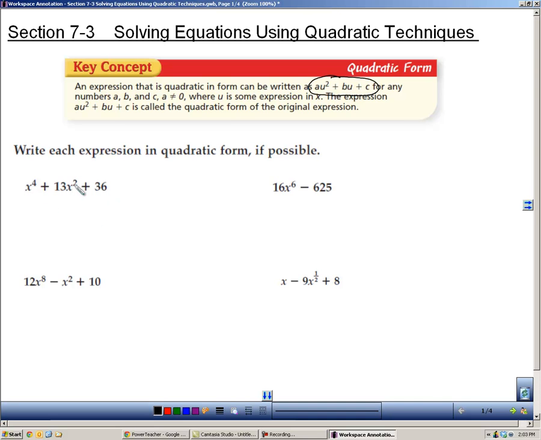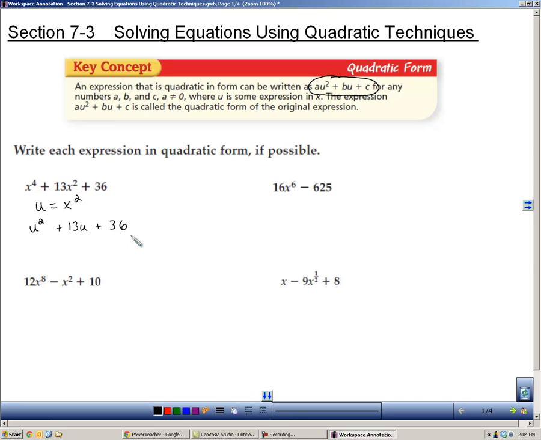If you look at the middle term, it's x squared, and I want it to be something to the first power. And in the beginning term, it's x to the fourth, and I want it to be something squared, so I can write it as a quadratic. So I'm going to say that my u equals x squared. Instead of x squared, I'm going to put a u in. Now if I square u, I get x to the fourth. Then I'm going to say plus 13u, because remember u is x squared, and plus 36.